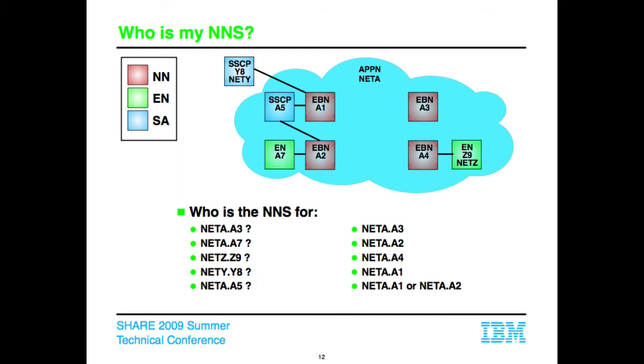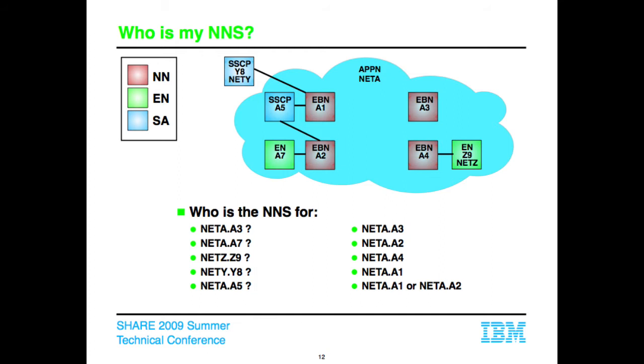Who is the network node server for this node over here in A5? I've got net IDs wrong here. This should be net Y.Y8, and this should be net A.A5. So just in case you're looking, those net IDs probably should be reversed. Anyway, who is the network node server for A5 right here?